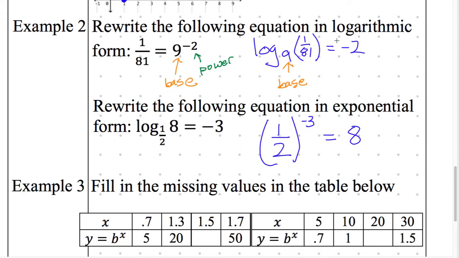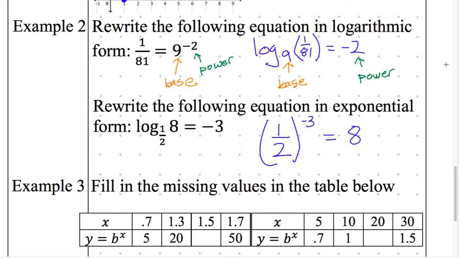And again, this whole thing, this logarithm, was asking what power does 9 need to be raised to get to 1/81? Well, the answer for the power that gives you 9 to 1/81, this is the power. This is the answer. This is the power that will make it so that 9 to this power gives you 1/81.